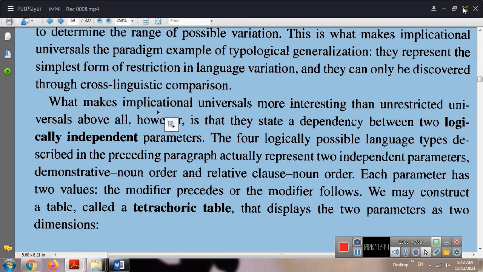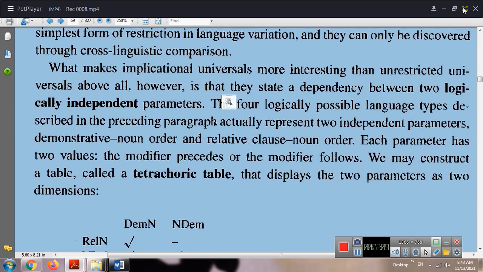For your final exam, maybe I will ask you: if in a universal there exists a dependency between two logically independent parameters, this refers to which kind of universal? You should know that it is the implicational universal. The bold text and terms and their definitions are very important, and you should know them.